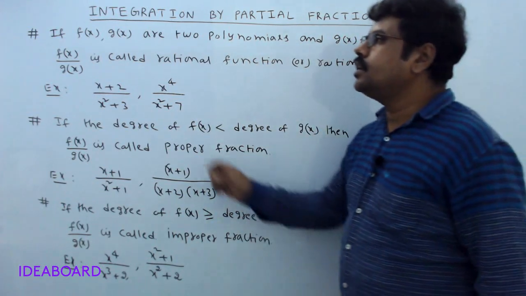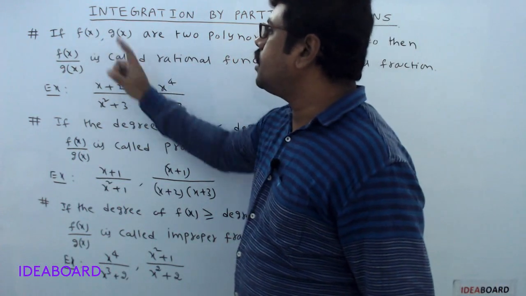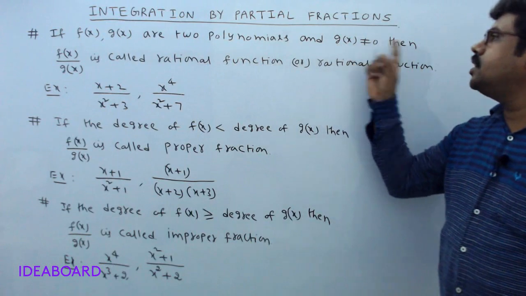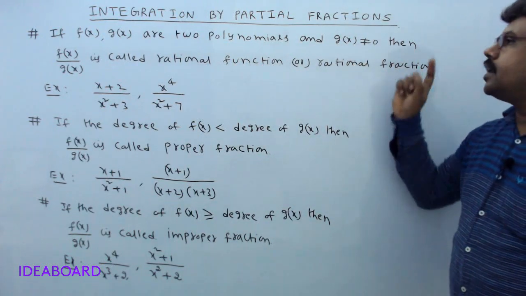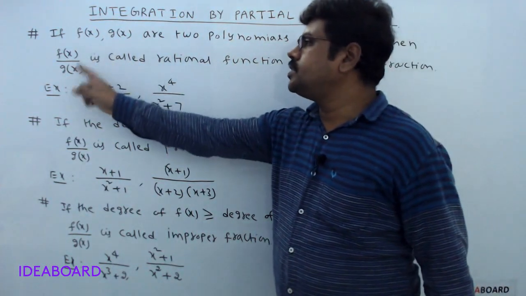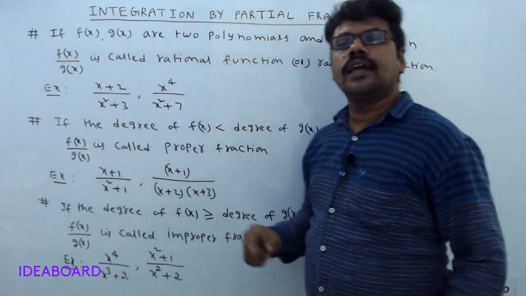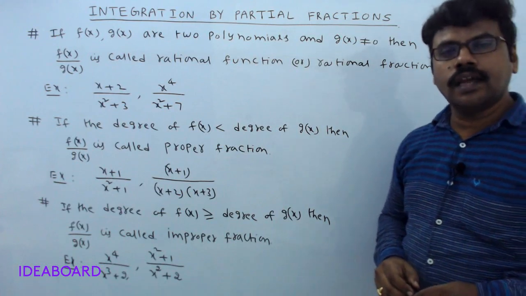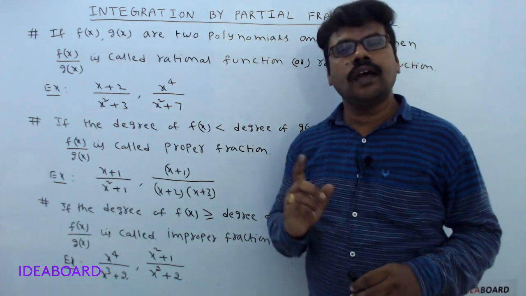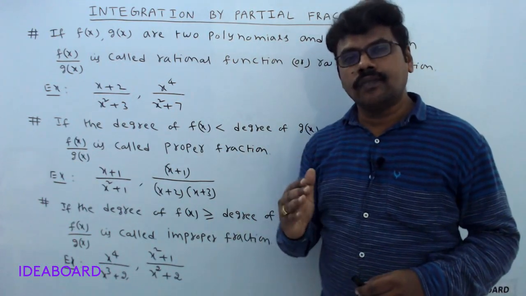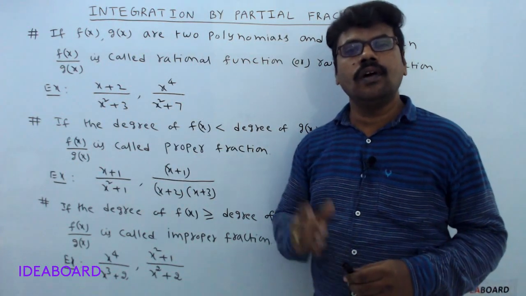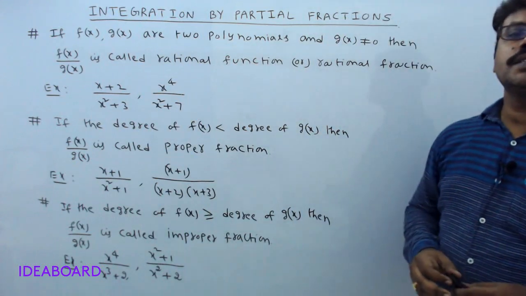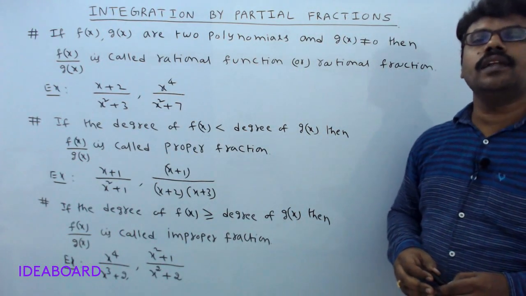Come to the definition. If f of x and g of x are two polynomials and g of x is not equal to 0, then f of x divided by g of x is called a rational function or rational fraction.